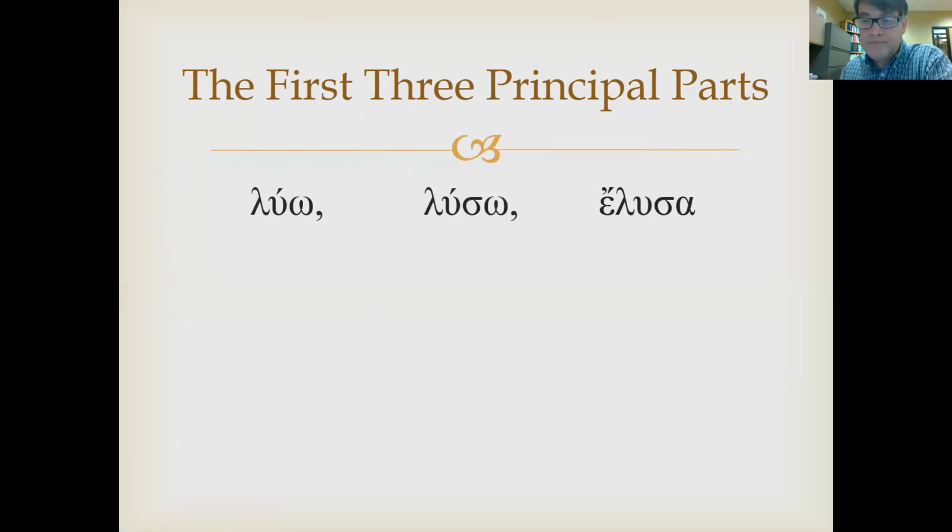And I have a song to remember these 6 principal parts of luo. And if you learn this song, then you're going to learn how to recognize each tense. So the first part of the song, to the tune of Praise Him, All Ye Little Children: Luo, luso, elusa, and the song will continue on the next slide.